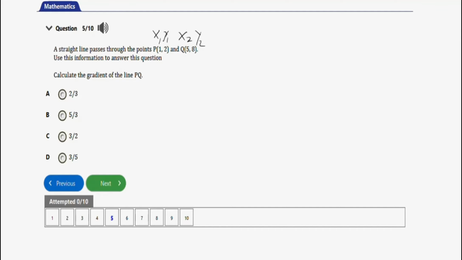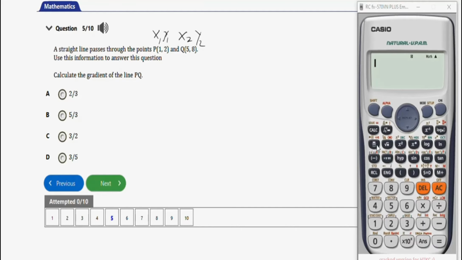So let's bring a calculator now. So from the formula, we have y2 minus y1 over x2 minus x1. So that's it. Let's put equal to. So we have the output to be 2 over 2. That's the gradient or slope. Okay, the right option is option C. So that is for this question.